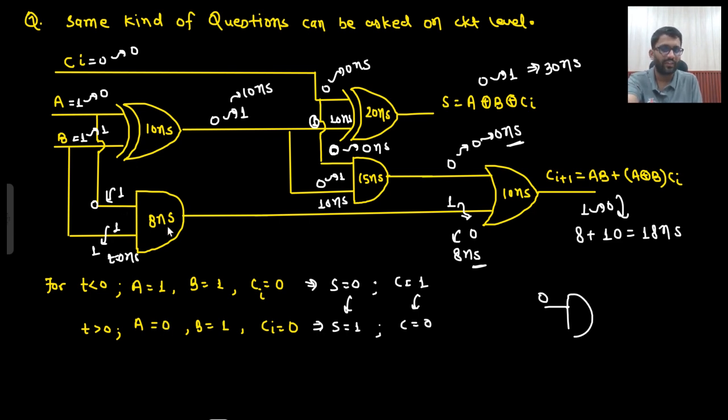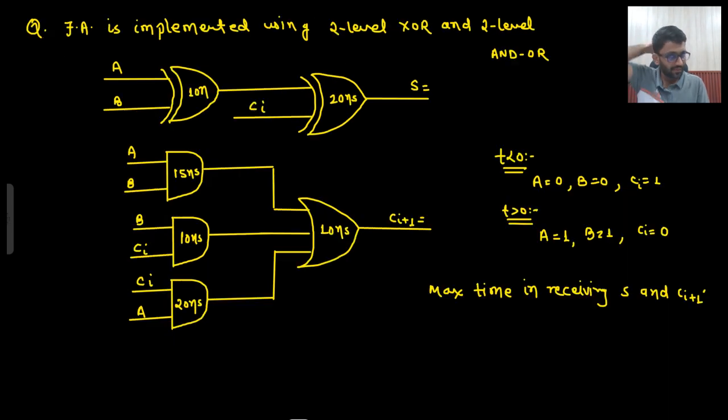So after 8 nanosecond, it will take time to reach here. So at 8 nanosecond, this one has become 0. So this one has to wait for it now, right? Because this output is changing from 1 to 0 now. So if the output is changing from 1 to 0, then 8 plus 10, 18 nanosecond. So the answer is, for carry it is 18 nanosecond, and for sum it is 30 nanosecond. And I am pretty hopeful these kinds of questions are coming in your examination very, very soon.